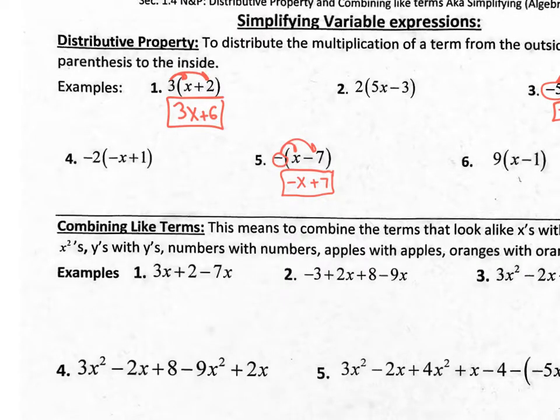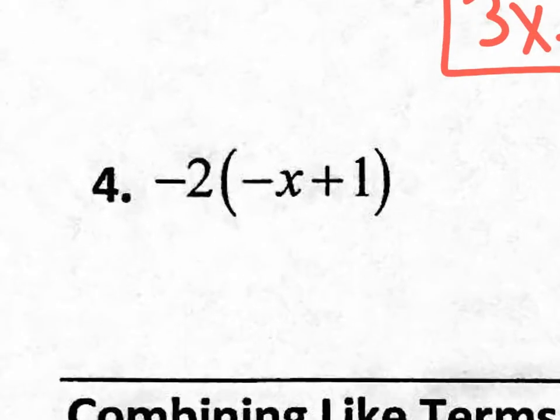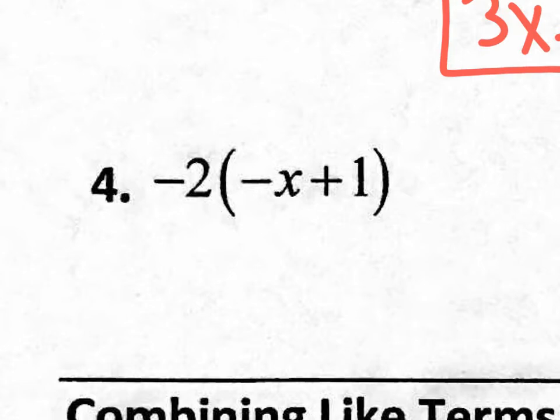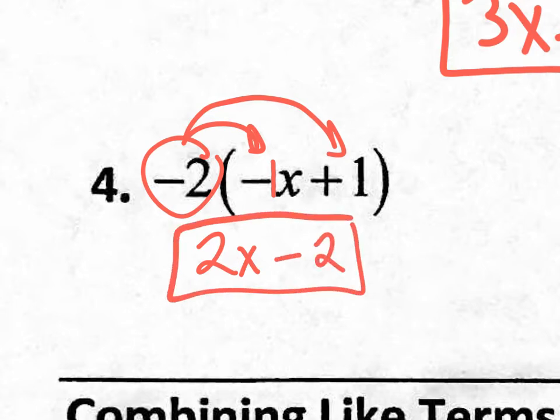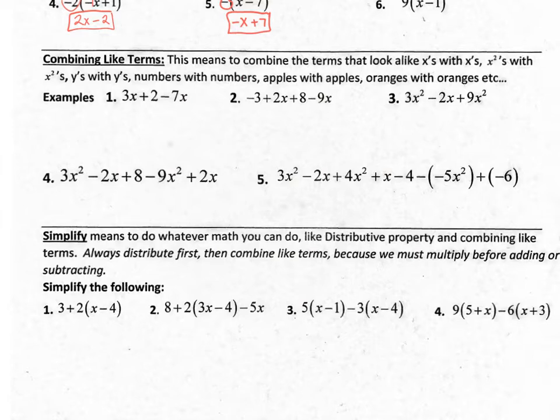And we might as well jump back and do number 4. We're on a roll here. Let's distribute negative 2 times negative x. A negative times a negative is a positive. Or you could even visualize a 1 right there, an invisible 1, and think negative 2 times negative 1, that's positive 2, and the x just comes down with it. Negative 2 times positive 1, that would be a negative 2, and that's your answer for number 4.